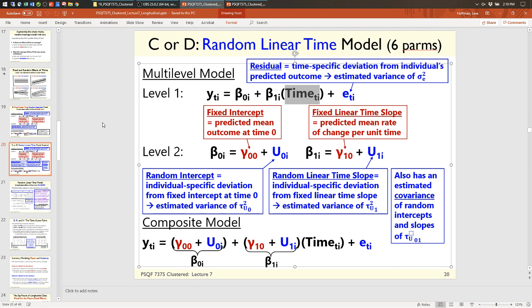If you're worried about people being systematically early or late, you might calculate an average time or an average lateness or earliness and include that at level 2 as a predictor.